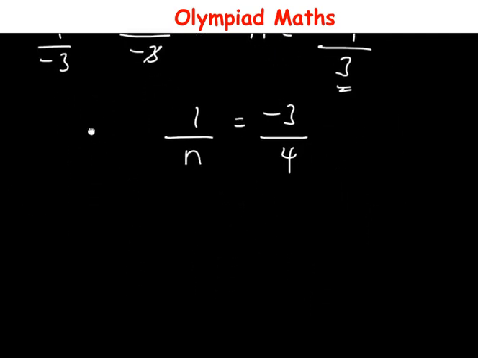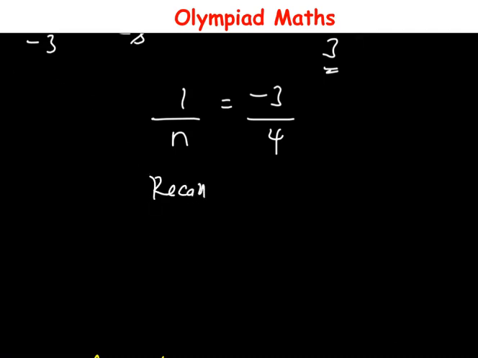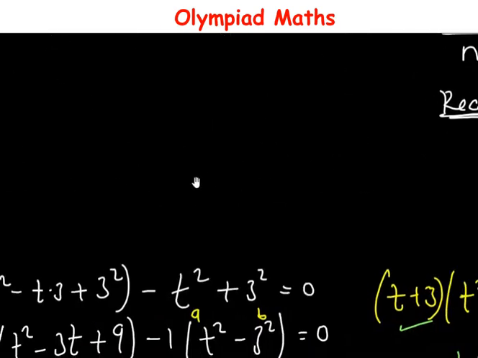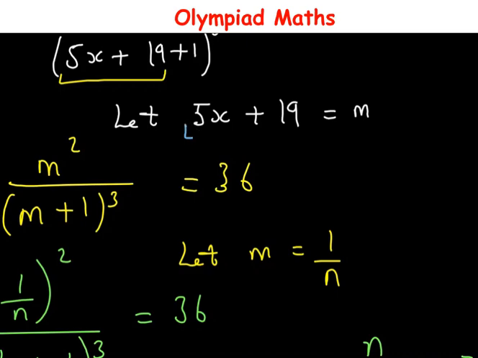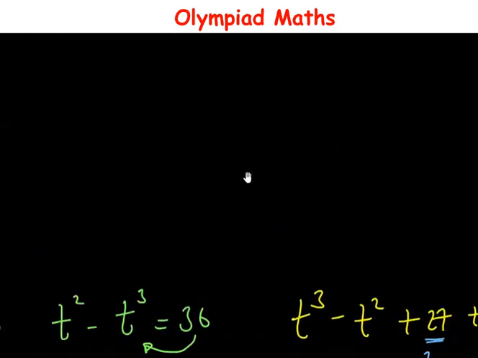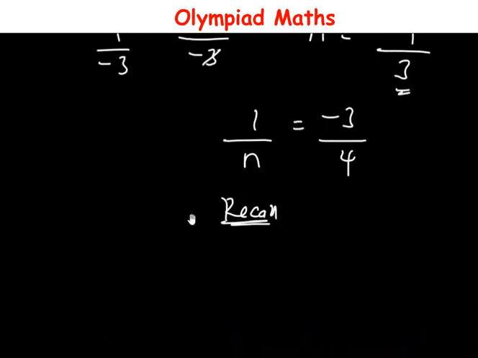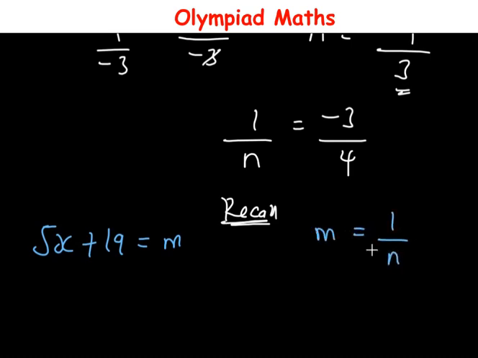So with this, let us recall that we said let 5x plus 19 equals m, and m is equal to 1 over n. All right. So from this, 5x plus 19 is equal to m, and the value of m is equal to 1 over n. So right here, we have 5x plus 19 equals m, which is 1 over n, and 1 over n is minus 3 over 4.